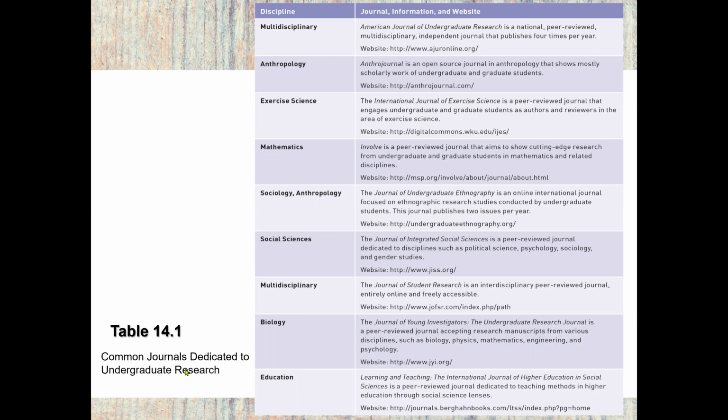So here we have some common journals dedicated to undergrad research. And these materials are more in our textbook. But again, we have all the websites here. It depends on the field and the discipline. For example, in mathematics, there is a peer-reviewed journal that aims to show cutting-edge research for undergrad and graduate students in mathematics and related disciplines. We have the website link address, so you can check on it. Again, all these materials are in our course textbook, or if not, you can get the information from here also.